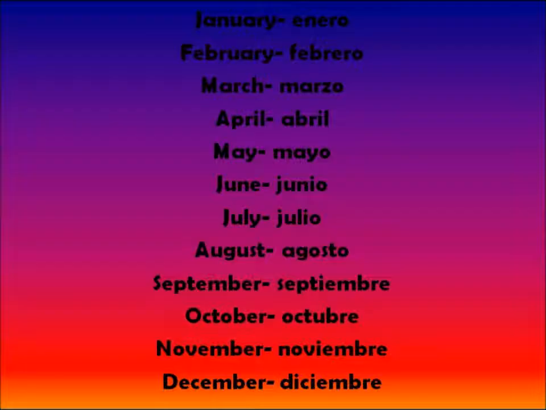May is mayo. Not to be confused with mayo. That is incorrect. Remember in Spanish, if an A and a Y are next to each other, it makes an I sound. Mayo. Repitan, mayo. Very good. June is junio. Remember the J makes an H sound in English, so it's junio. Repitan, junio. July is julio. Repitan, julio.